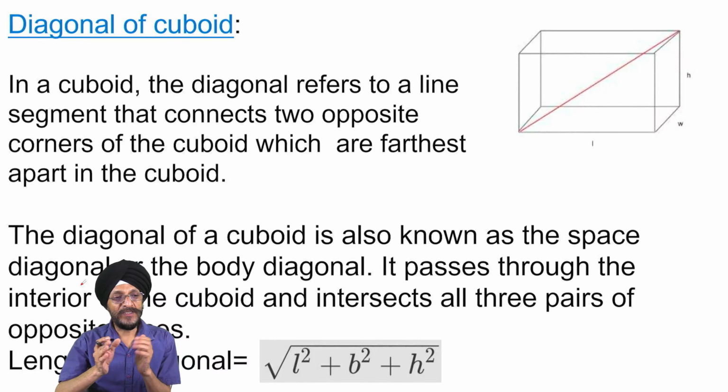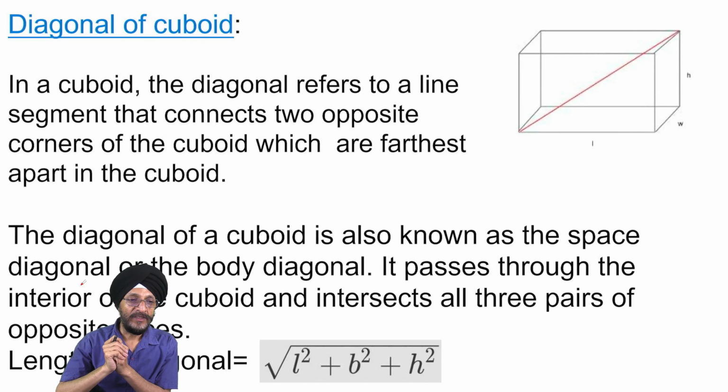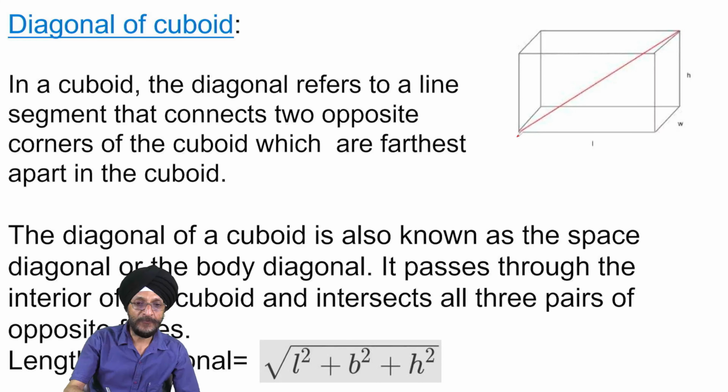Now we will understand the meaning of the diagonal of a cuboid. In a cuboid, the diagonal refers to a line segment that connects two opposite corners. This is one corner and this is the other corner, the opposite corners of a cuboid which are farthest apart in the cuboid.